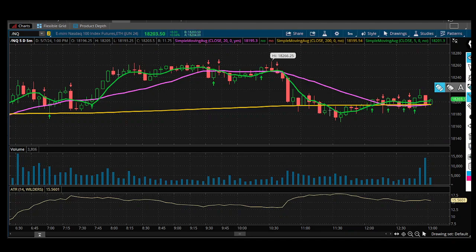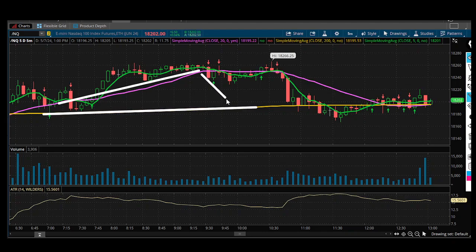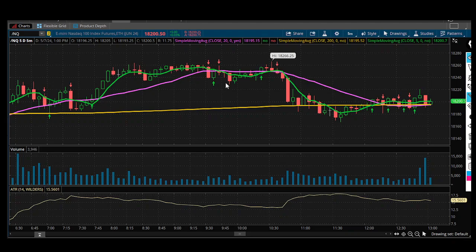Now, here's where things start to change. As the 20 period moving average becomes extended away from the 200, the 20 here, 200 here, as we start to build this gap, we can maybe start to look at these short positions. We just have to be cautious.